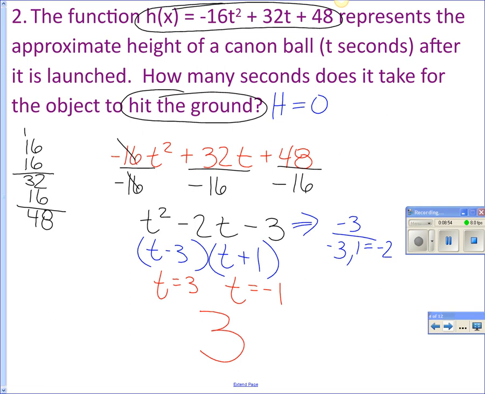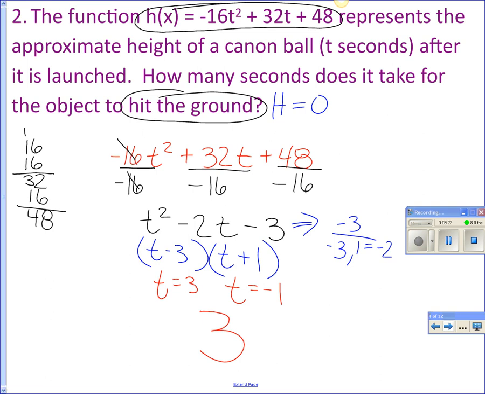Just 3. If you circle both of these on the quiz tomorrow, what am I going to do? Count it wrong. Don't do it. So you can just circle that one if you want, or you could write a 3, however you want to do it. But do not circle both of those in this word problem. It doesn't hit the ground at negative 1 second. So that doesn't make sense.